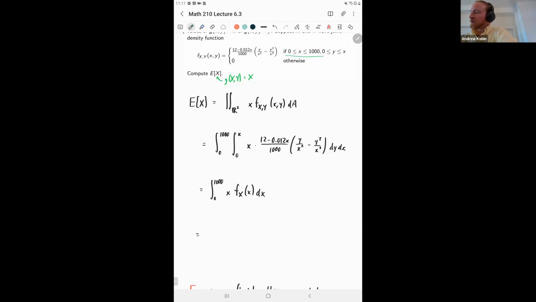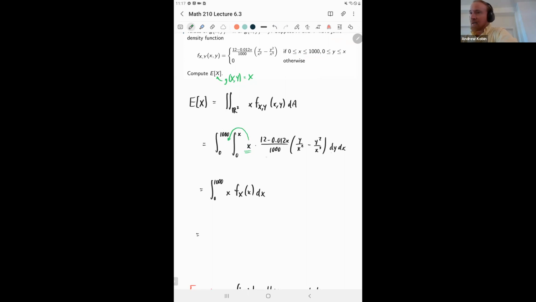Again, x is ranging from 0 to 1,000. Let's leave that as constants on the outside. And y is ranging just from 0 up to x. This is now no longer an improper integral. On the inside, we want to integrate with respect to y first. And notice that x is a constant with respect to y, so I can move that all the way outside of the dy integral.